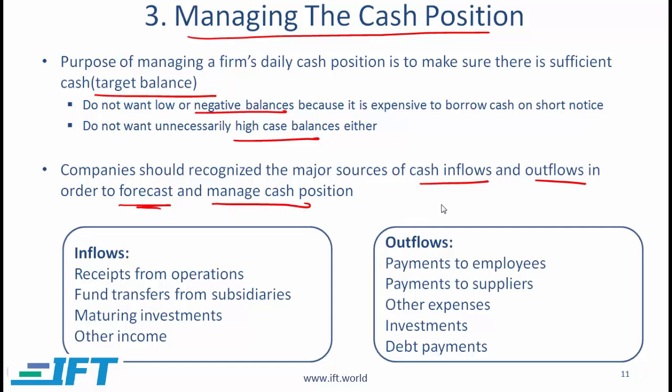Clearly, a company needs to recognize how much cash is coming in, how much cash is going out. Only if there is a view on cash in and cash out will a company be able to effectively manage its cash position. The specific inflows and outflows will vary from company to company, but at a high level, here are the typical inflows and here are the typical outflows. As an analyst, you can figure out the inflows and outflows by studying the cash flow statement of a company.